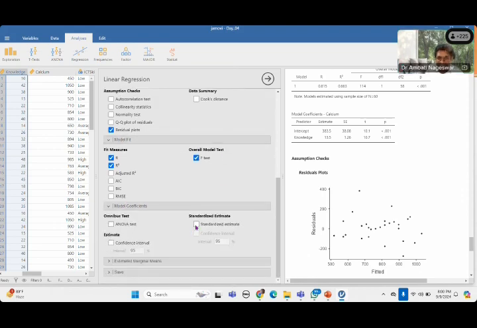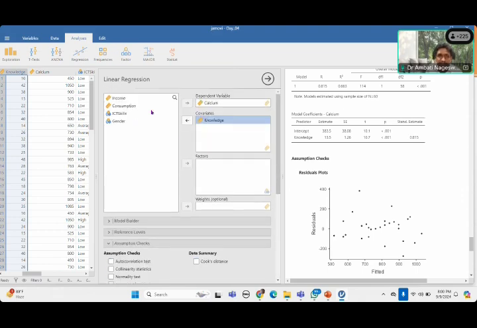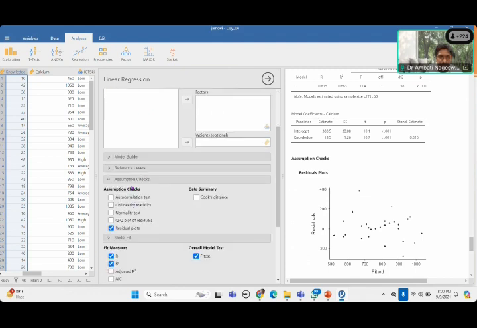F means ANOVA test. Next, come to the model coefficient. We are selecting standardized estimates. I'm repeating again. After selecting the dependent variable and independent variable, we come to the assumptions. As part of the assumptions, if you select residuals, well and good. Otherwise, you can simply leave it, but I just want to explain that. So I have selected residuals.